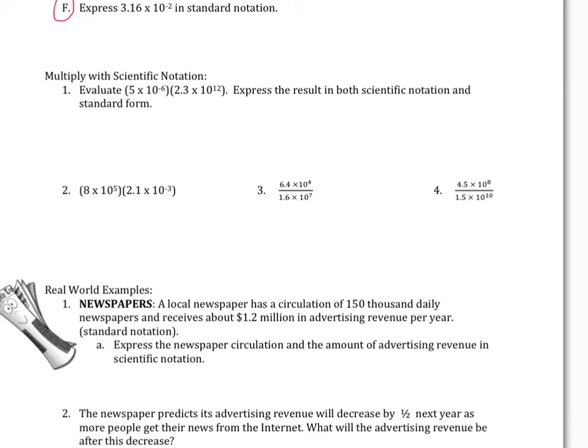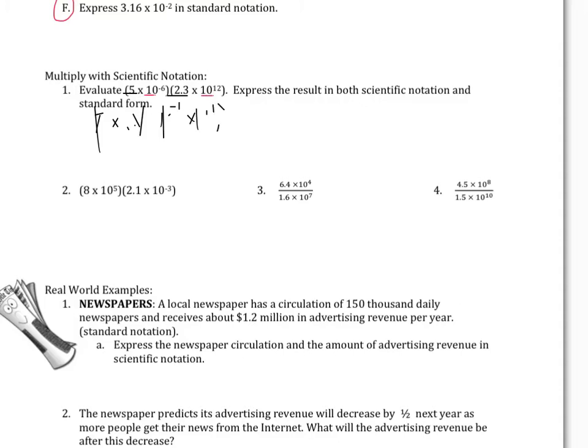So in order to do this, we could rewrite each of them in standard form and just multiply them together. But since they both have a power of 10, we can just multiply our 5 by 2.3, and then we can multiply the powers of 10 by each other as well. So we'll start with 5 times 2.3, and we'll also multiply 10 to the negative 6 times 10 to the 12th.